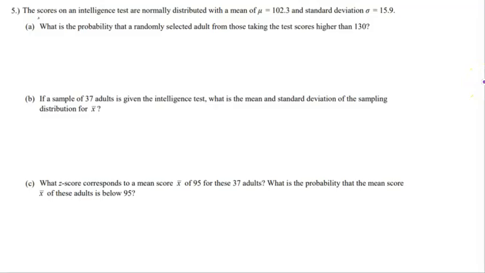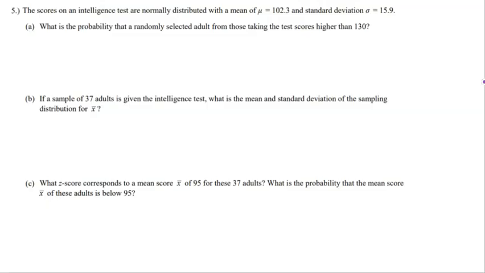All right, this is a 3-part question, A, B, and C. The last one we did was a 3-parter. It was just written weird with those blanks. It says the scores of an intelligence test are normally distributed with a mean of 102.3 and a standard deviation of 15.9. It says, what is the probability that a randomly selected adult from those taking the test scores higher than 130? This is not asking about a sampling distribution.